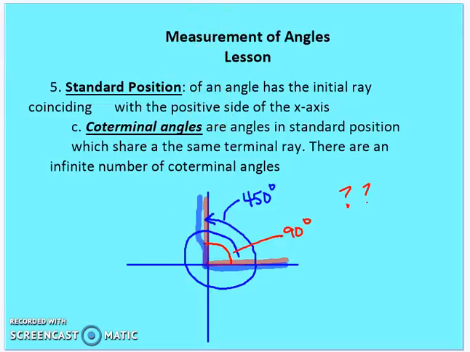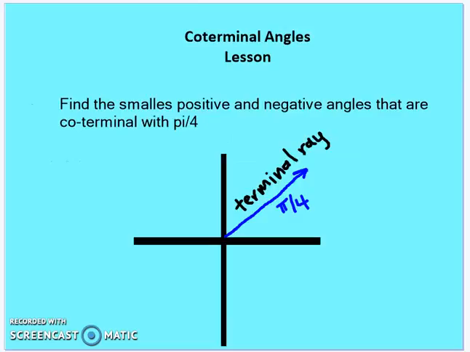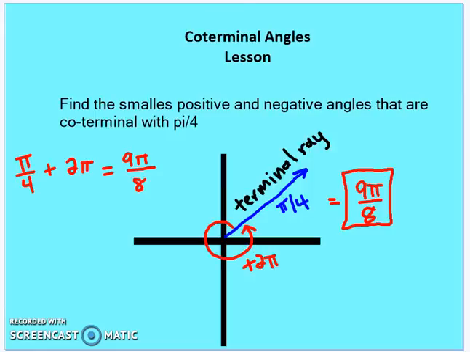So let's take a look at how that would look with some specific values. Let's take pi over 4 as a terminal ray. Again, the initial ray is on the x-axis. And we're going to find our positive coterminal angle. So we're going to add 2 pi to pi over 4, and we end up with 9 pi over, I'm sorry, it should be 10 pi over 8 or 5 pi.